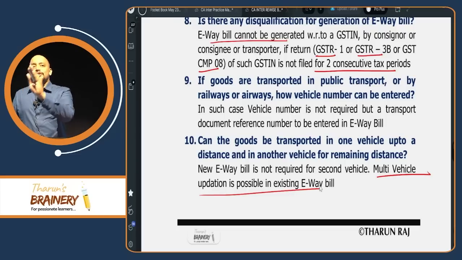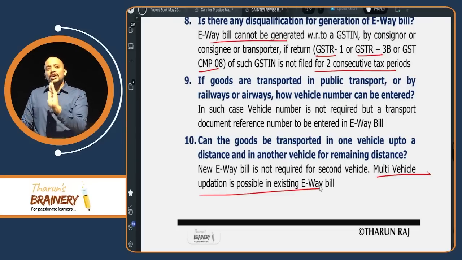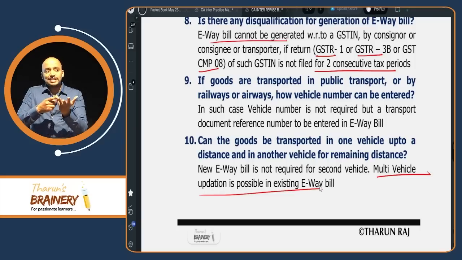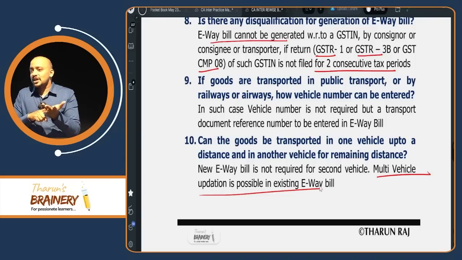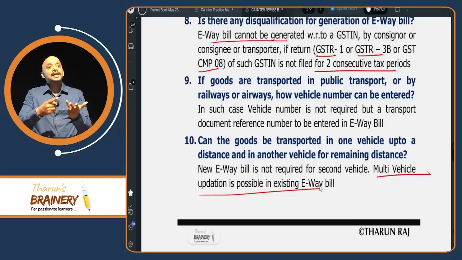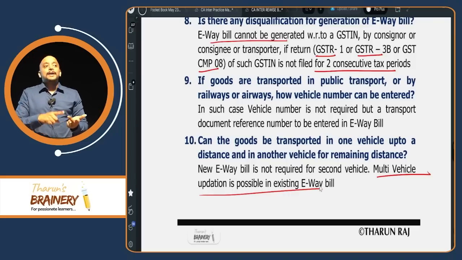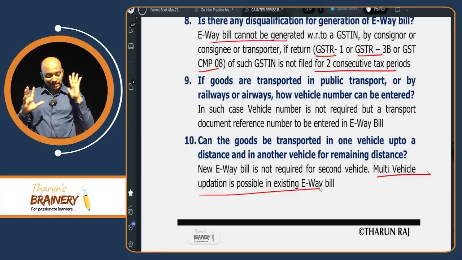The agenda for tomorrow is a very important class. We will be discussing 9(3), list of services covered under RCM, and exemptions also we will be completing tomorrow. If time permits, I will also start value of supply. Okay, that's the agenda for tomorrow.